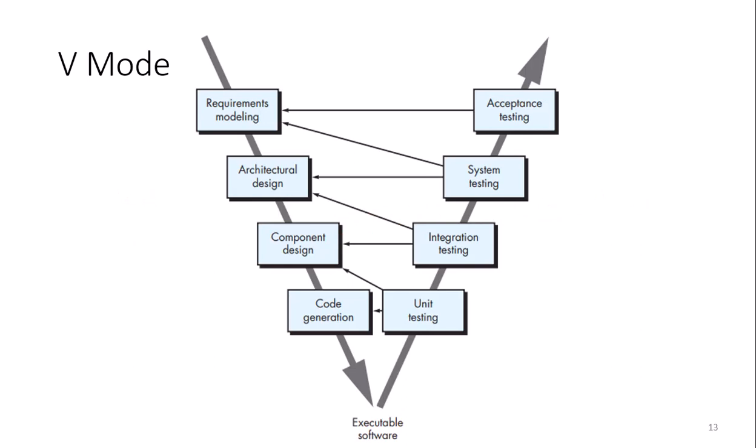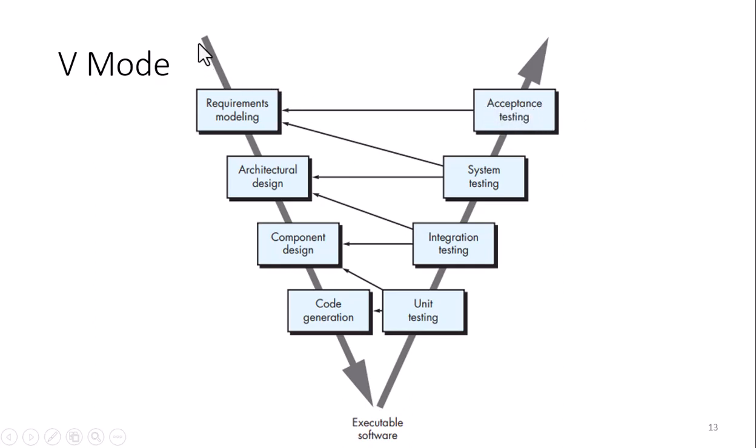Why is it called V? Because the shape is like a V. Here, during the requirement engineering phase, or we can say requirement modeling, because when we collect the requirements, we then model these requirements using different available models, we plan for the acceptance testing. And then when the software is implemented and deployed, the final test is this acceptance testing.